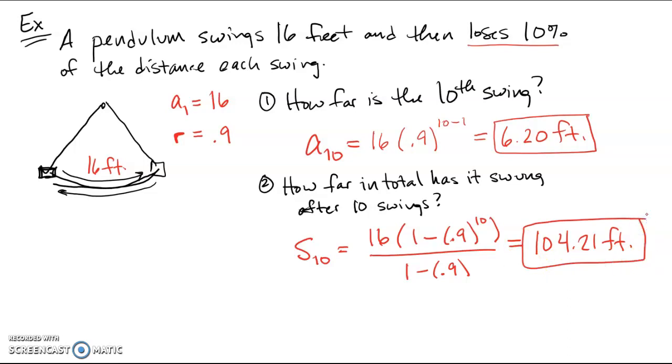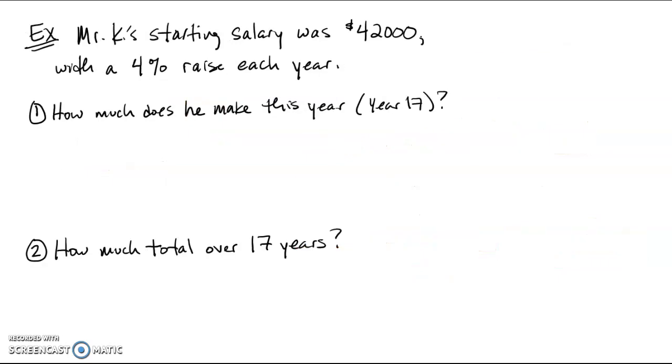Okay, I'm hoping this isn't too bad. We're going to quickly work through one last example. We're going to do the same problem we did with arithmetic series about Mr. K's salary, but the difference here, so same starting value of $42,000, but now there's a 4% raise. The other problem was a $4,000 raise. This one's a 4% raise each year. And we're going to answer the same three questions.